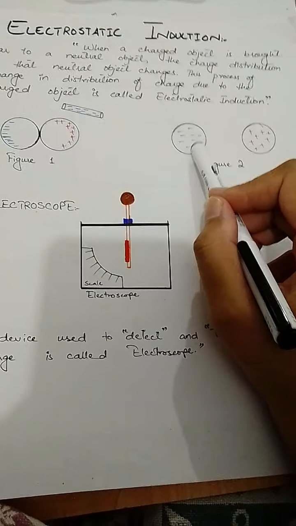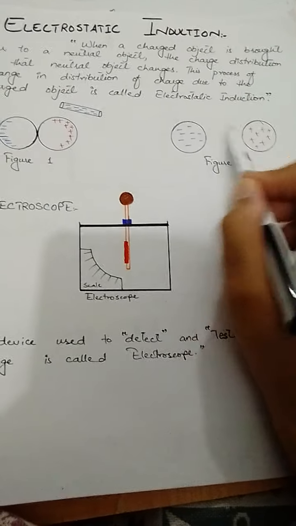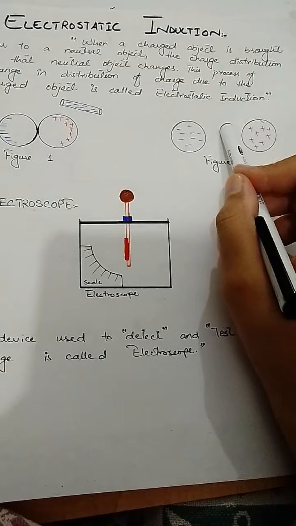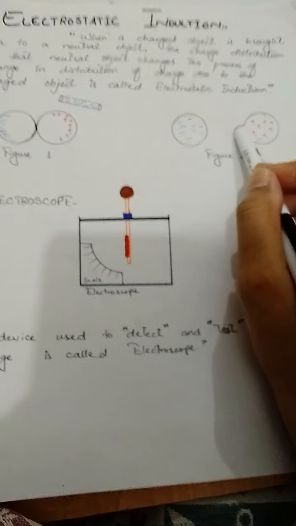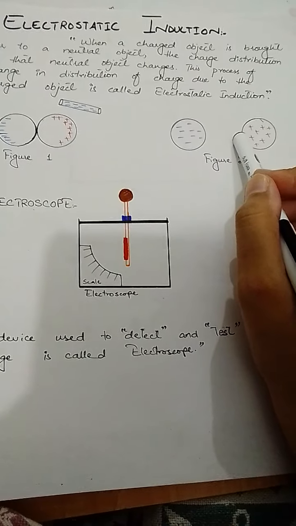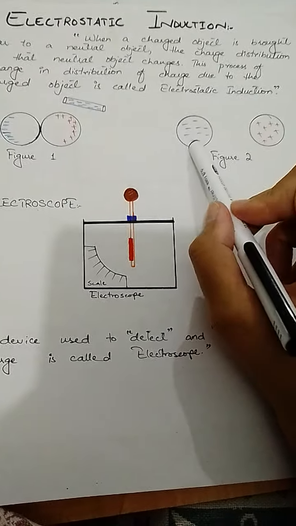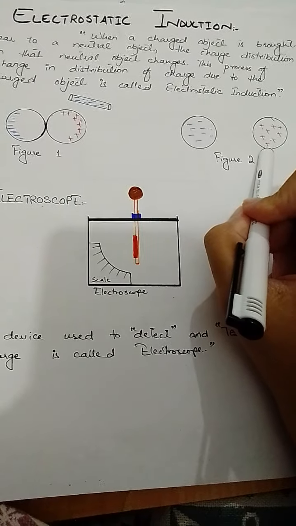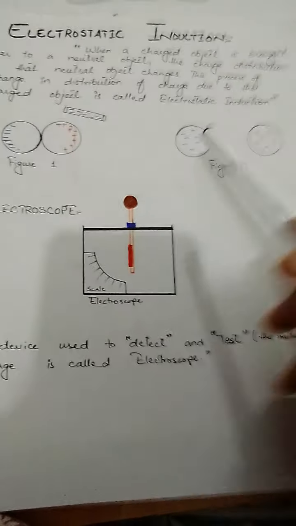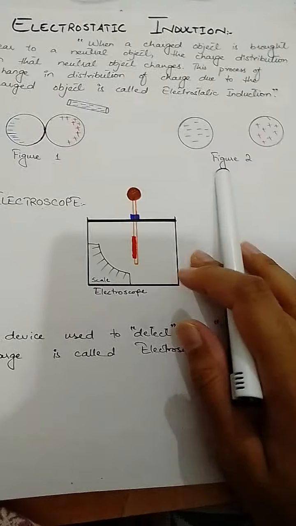Of course, now the negative charges cannot escape this ball, and the positive charges cannot escape this ball. Why? Because there is a space between them. They are not in contact with each other right now. So this ball is now negatively charged and this ball is now positively charged. This experiment shows electrostatic induction.